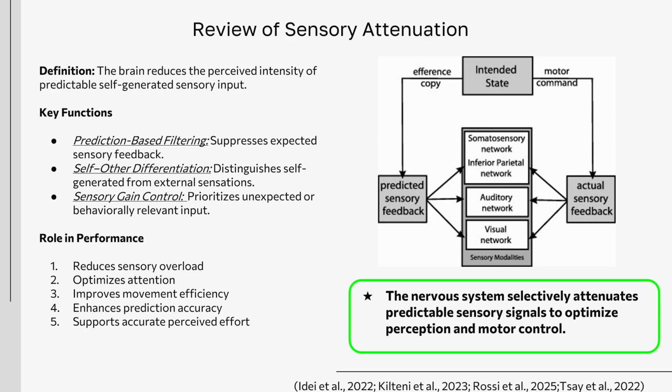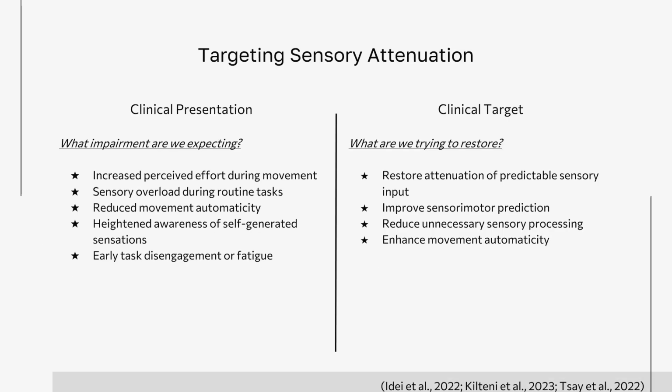It attenuates, again, I'm going to keep repeating it, what is irrelevant to the task so that we can focus on adapting to the changing environment around us so that we can complete the task. And when it is impaired, that's where things get all wonky. Clinically, what are we looking for when there's sensory attenuation failure, when there's impairments?